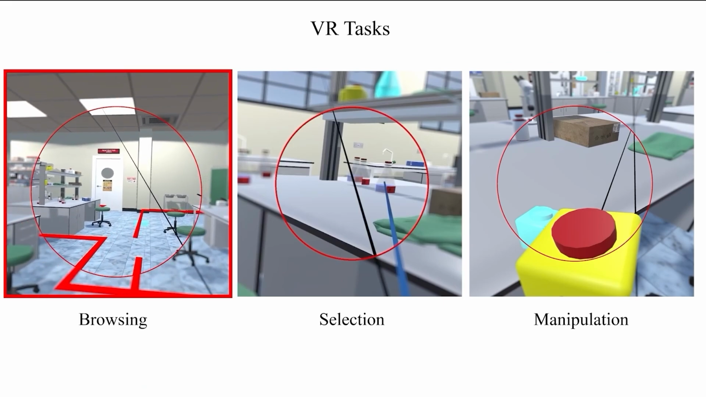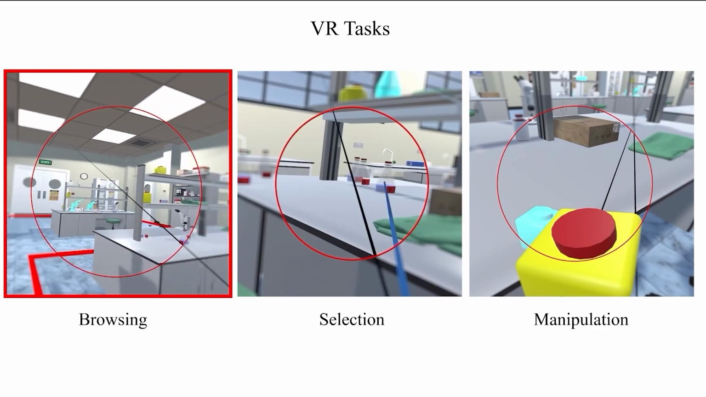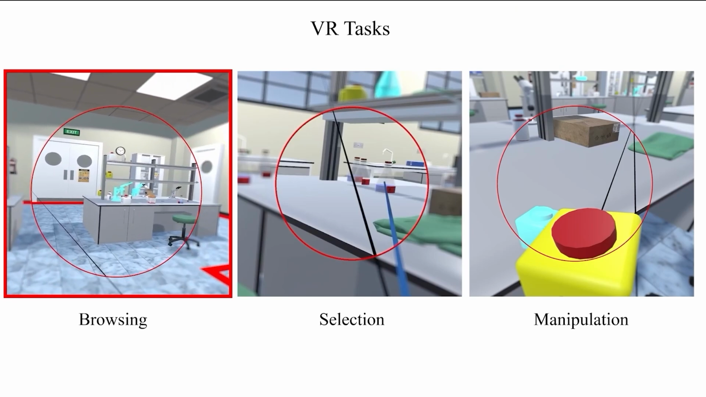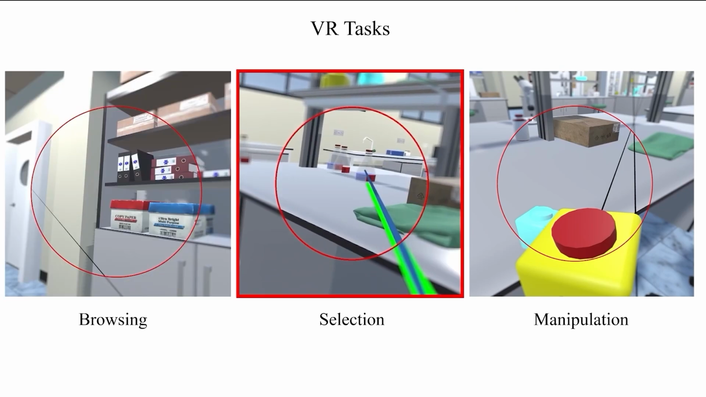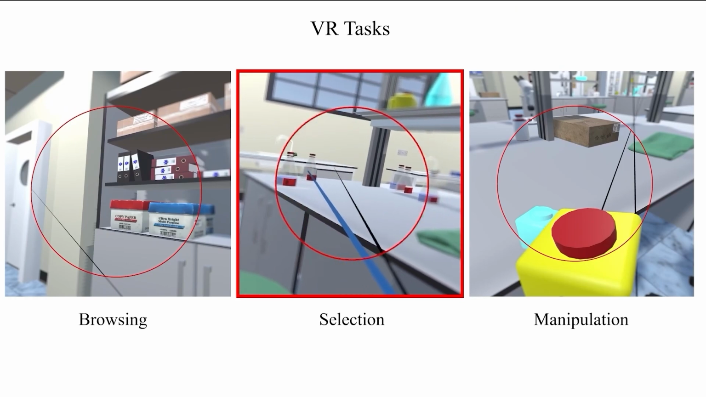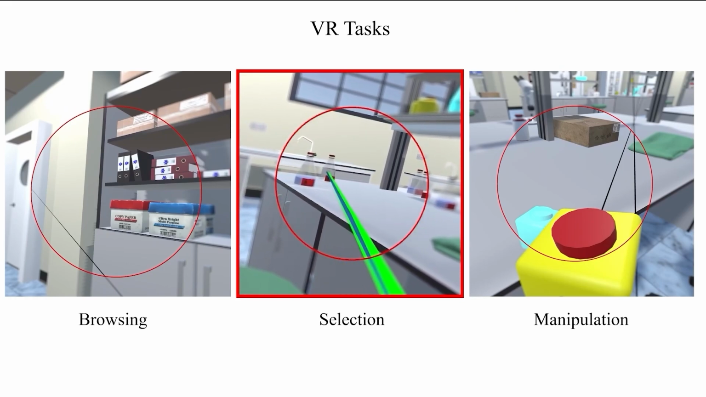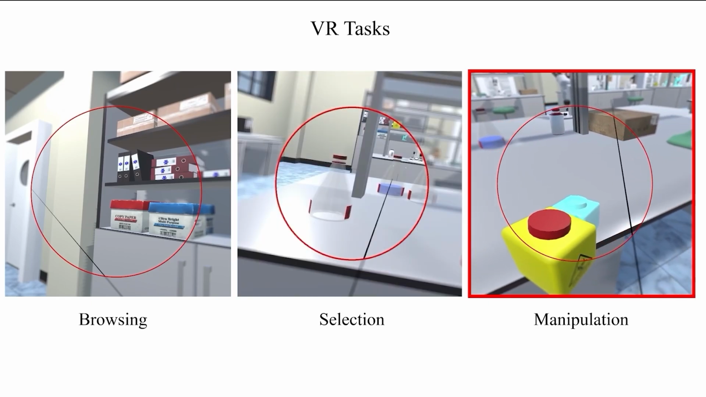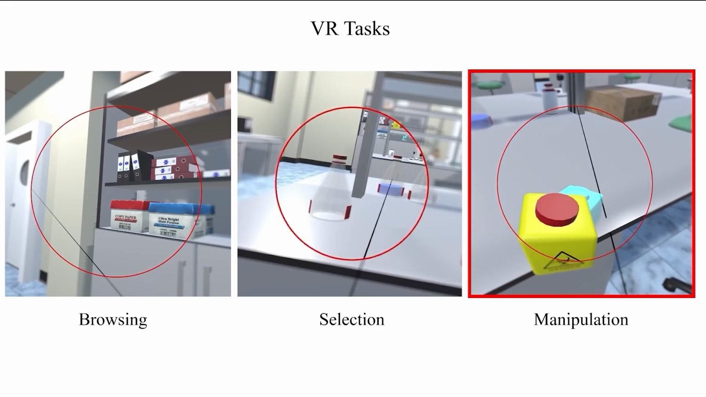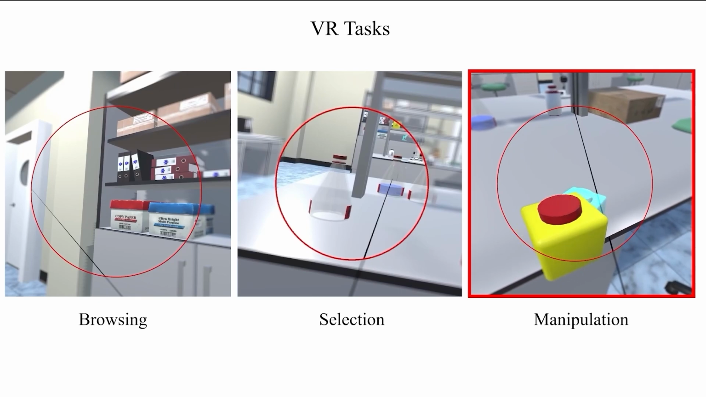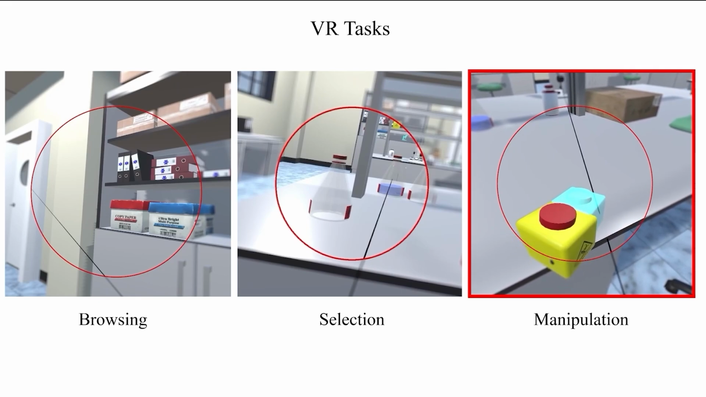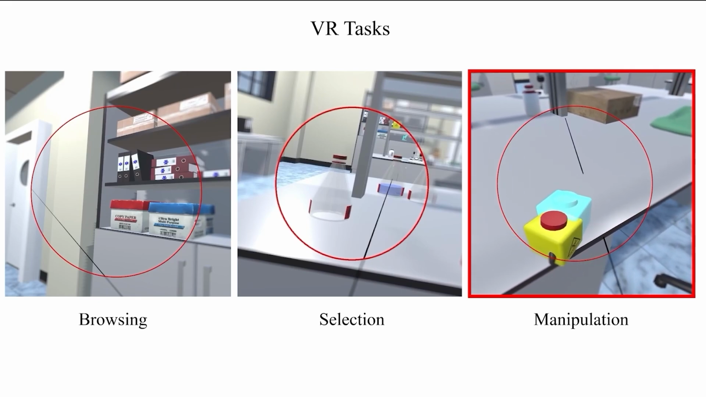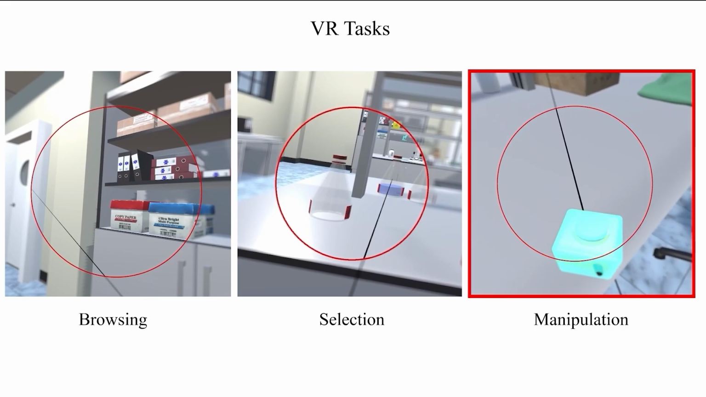In the browsing task, participants were asked to follow a given path to navigate and browse the scene along the way. In the selection task, participants were asked to choose 4 to 8 specified laboratory objects. In the manipulation task, participants were asked to place 4 to 8 laboratory objects into a specified target location, which required them to translate, rotate, and adjust the objects as needed.